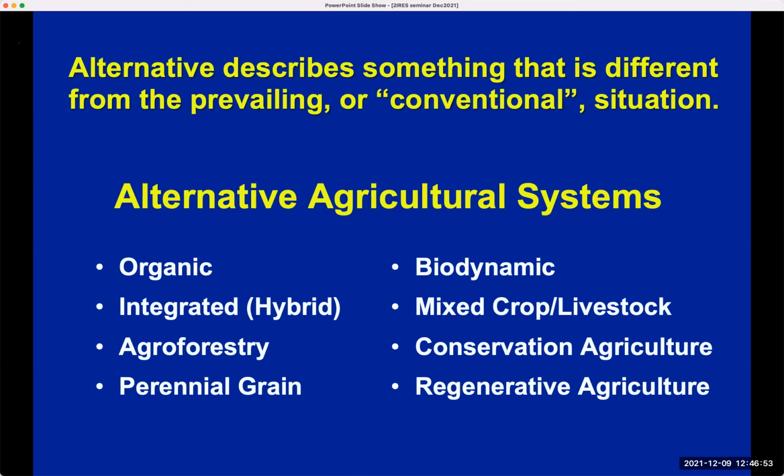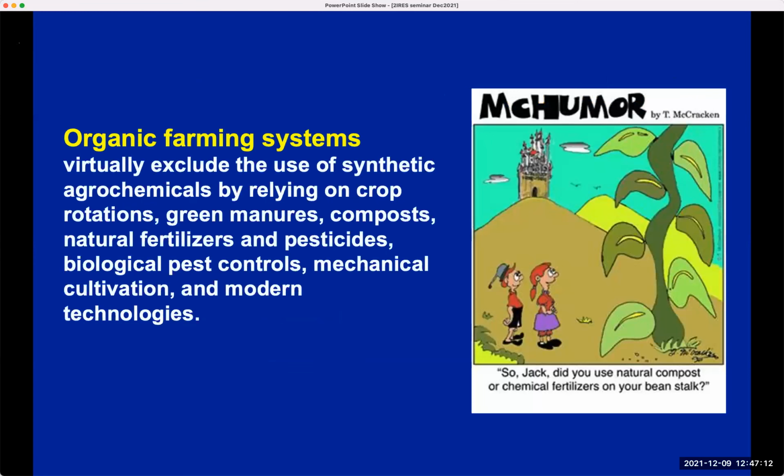Wes Jackson and his group are breeding annual grain crops like wheat, sorghum, and corn into a perennial state, because perennials have deep fibrous roots and can protect the soil. A hot term right now is regenerative ag, and I'll talk some about that.